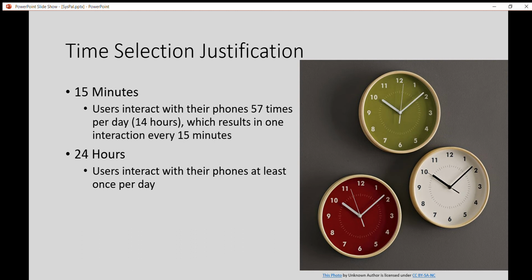24 hours was used to say that essentially users must interact with their phone at least once a day, and therefore the 24-hour period was selected as the longest time period a user would go.